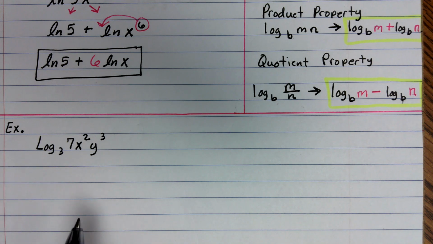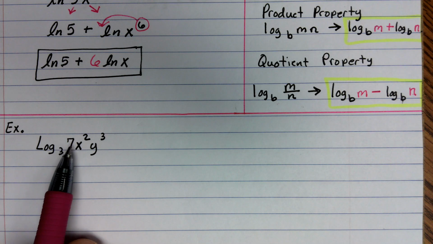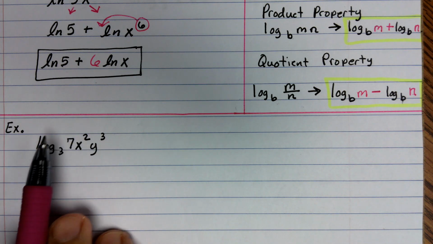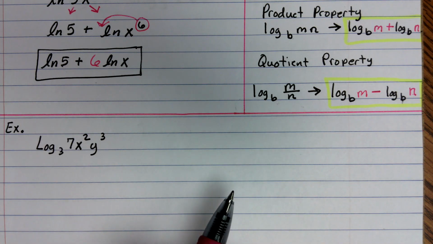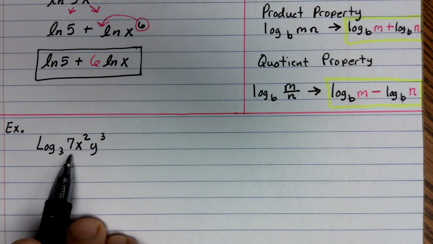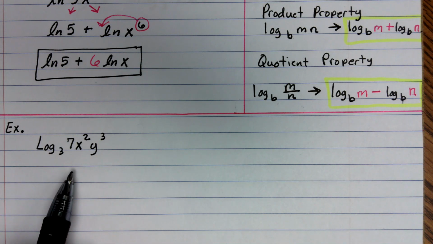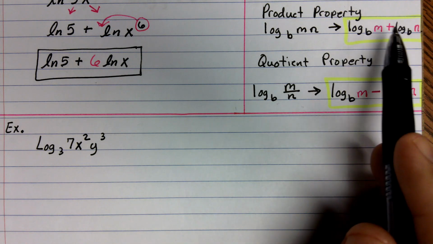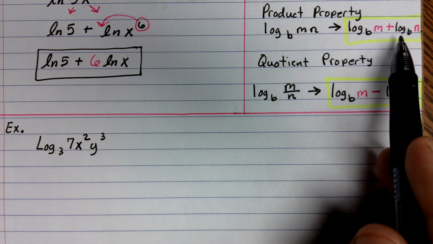So now in this next example, notice we have another logarithm, and we have a lot going on here. We have a 7 that's being multiplied to an x squared, and it's being multiplied to a y to the 3rd power. So let's go ahead and we're going to break this down, and we're going to use some of our properties to do so. So the first thing we want to do is I notice that this is all being multiplied out. So we want to go ahead and use our product property, which means we're going to set it up as multiple logs that are being added together.